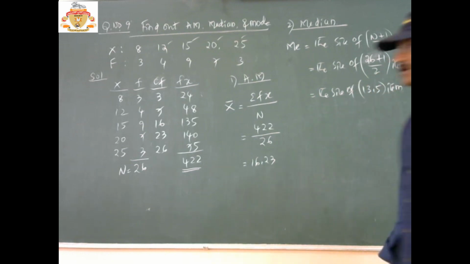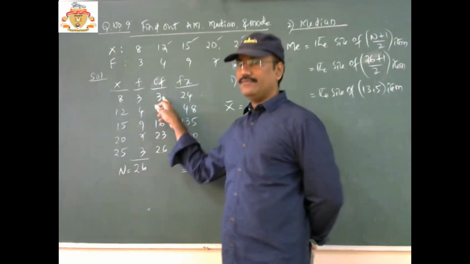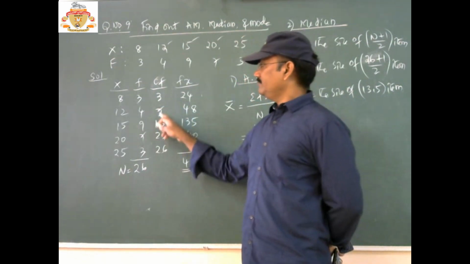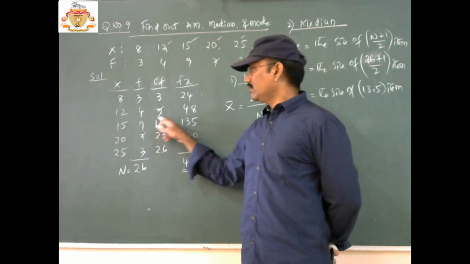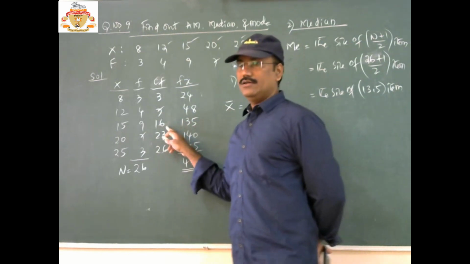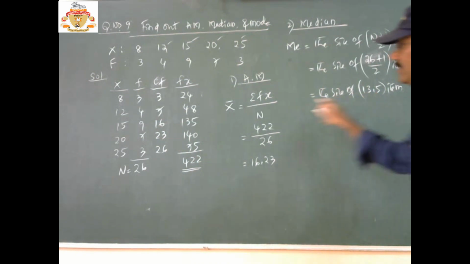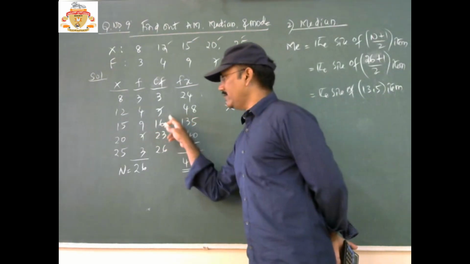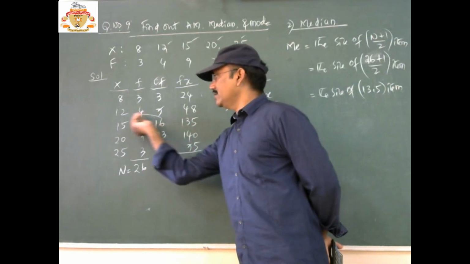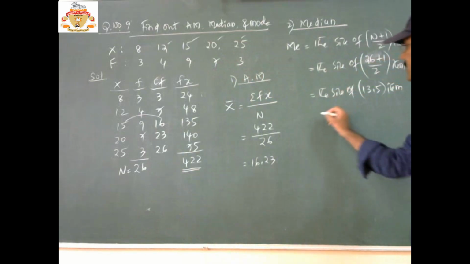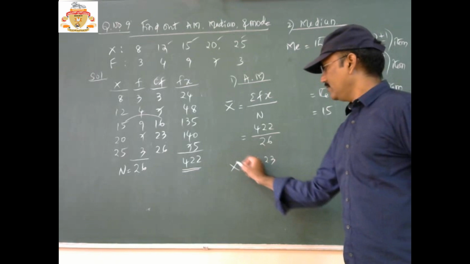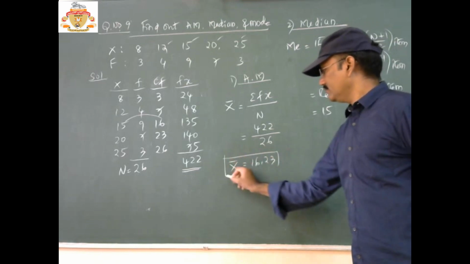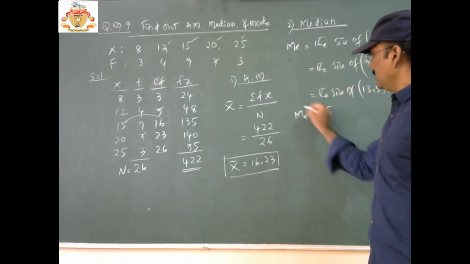Where does the 13.5 come? See here in the CF. Up to 3, then up to 7, then more than 7 up to 16. So this 13.5 comes in the 16, that is, more than 7 up to 16. Its variable here is 15. So 15 is the median. So this was your x bar, that is the mean, and this one is your median.